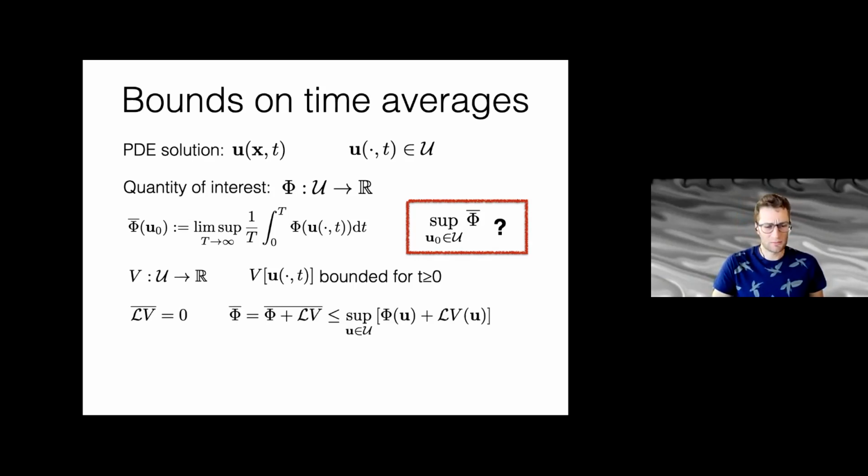Why is this useful? Well, the infinite time average of some quantity phi that we're interested in will be the same as the infinite time average of phi plus the Lie derivative of any bounded functional V, right? And I don't know how to take this time average because I don't know the trajectories. But if I simply forget about the time average and treat this phi plus LV as a functional of spatial functions U, then I can just ask for the supremum, right? And that's a variational problem. Once again, a variational problem has arisen in the analysis of this PDE.